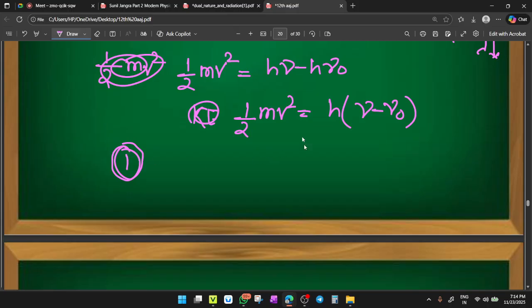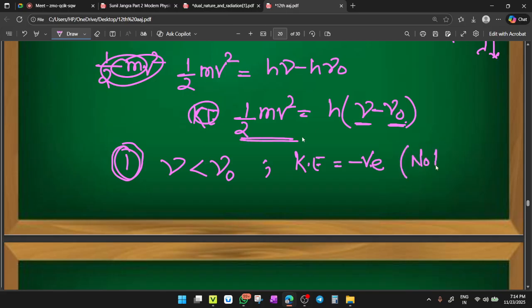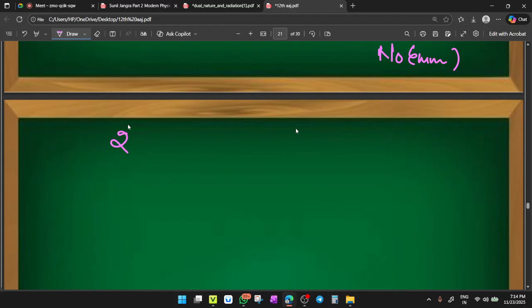For a metallic surface A, there is nu less than nu naught. Yes, the incident radiation frequency is lesser than nu naught. So when nu is less than nu naught, your kinetic energy is negative. This maximum kinetic energy would be negative, which is practically not possible. So no emission will take place. Clear or not clear?